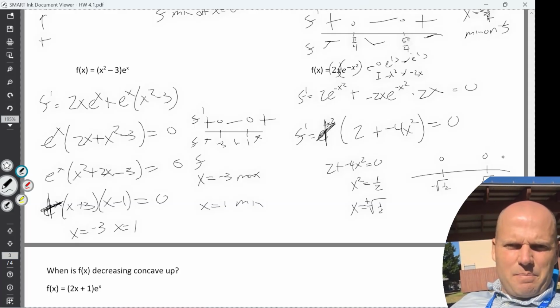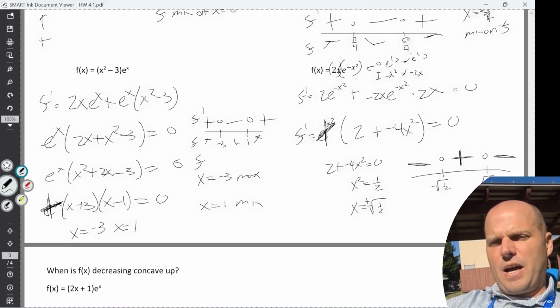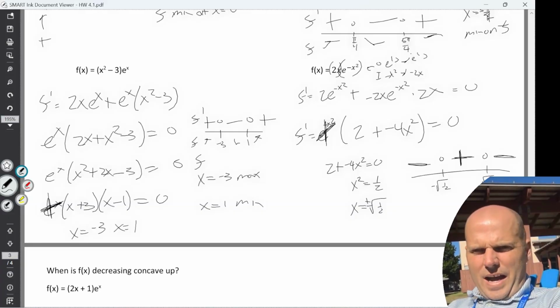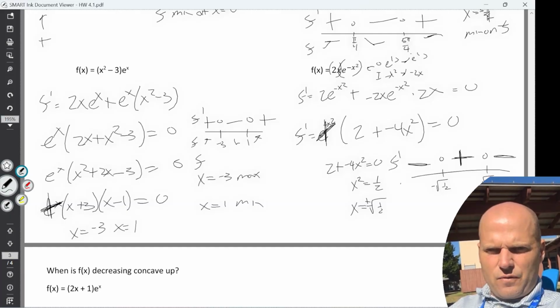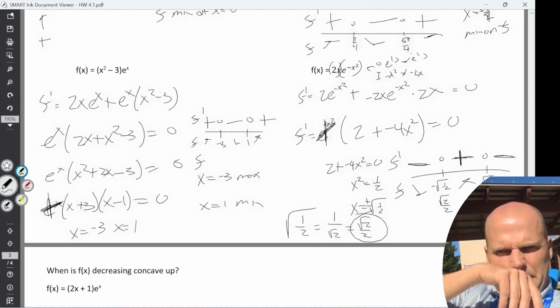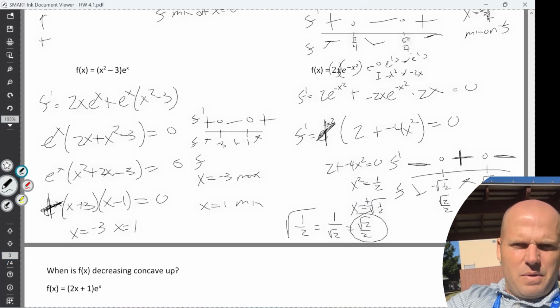Plugging in something that's big and positive, 5, that'll be 2 plus -4 times 25. That'll be a negative. If I plug in 0, I get that positive 2. If I plug in something largely negative, square it, it becomes positive, times -4 becomes negative. So I actually see I have a min at negative root 1 over 2, and I have a max. Remember, root 1 over 2 is the same as 1 over root 2, which is the same as root 2 over 2. You may need to know that that's root 2 over 2. Okay, min there and max there.